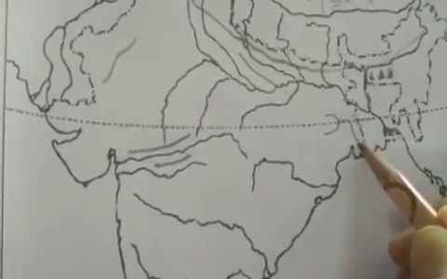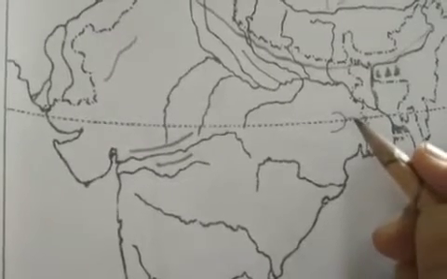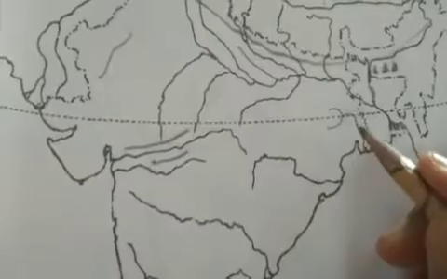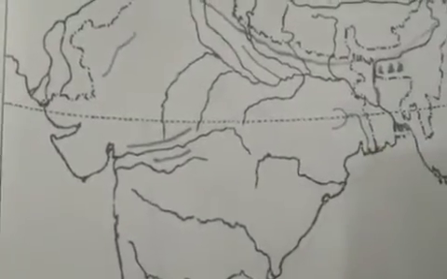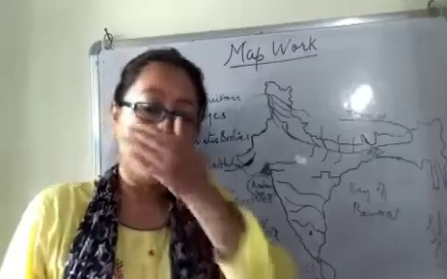You mark here like this in West Bengal, Kolkata. This is your Damodar River, or River Damodar. Okay, important latitudes and longitude.